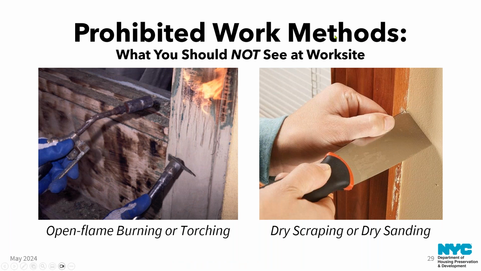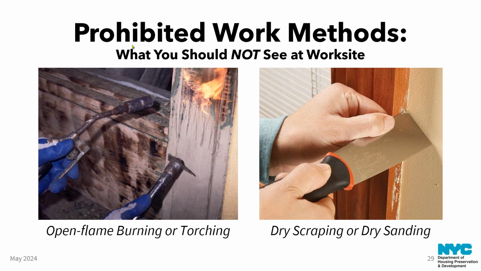Here are a few examples of prohibited work methods. You should not see these at any work site. Open flame burning or torching of the lead-based paint is not allowed, and dry scraping or sanding, which is the opposite of wet methods. That's the method that's going to create dust that is going to disperse into the air. A few other examples of methods that are not allowed are machine sanding, unless there is HEPA exhaust control, and stripping the paint with harmful chemicals.